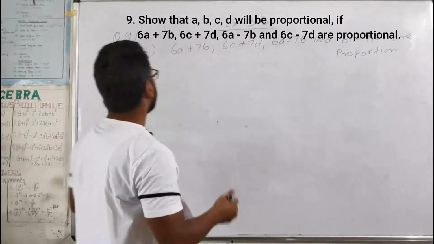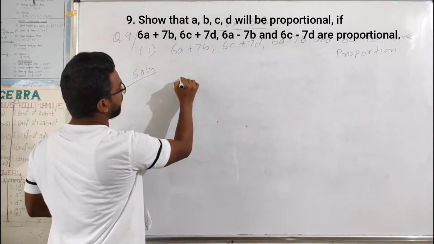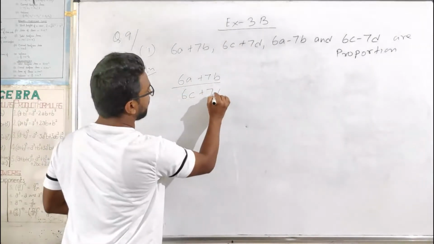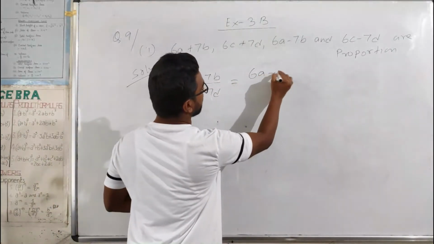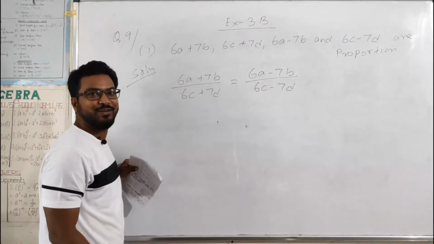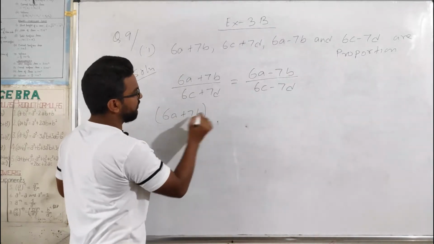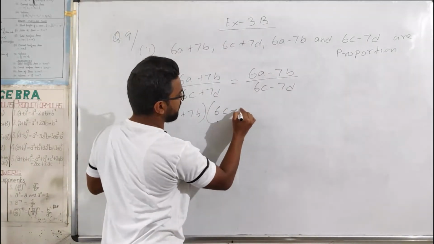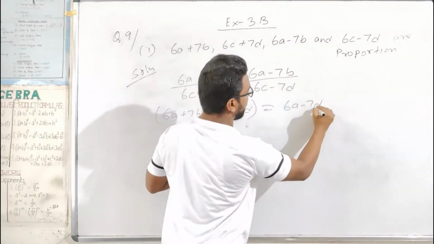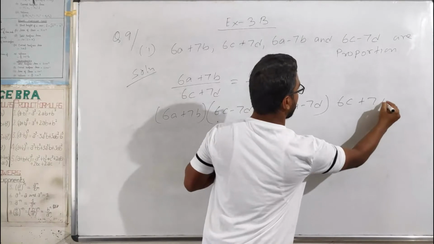So let's start. What can you do? You will write them in proportion. 6a plus 7b ratio 6c plus 7d is proportion to 6a minus 7b and 6c minus 7d. They are proportion. Now we'll cross multiply. So if you cross multiply 6a plus 7b, try to write in bracket. If you take this one to the other side, it will become 6c minus 7d is equals to, again here 6a minus 7b, in the bracket you take to the other side, it will become multiply 6c plus 7d.